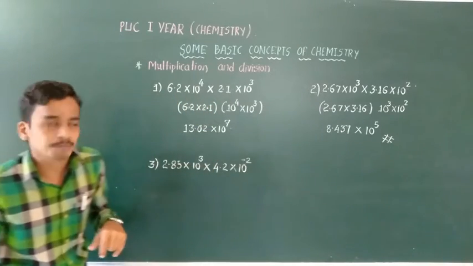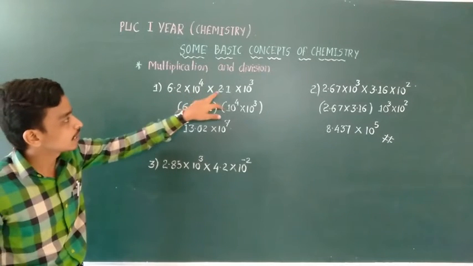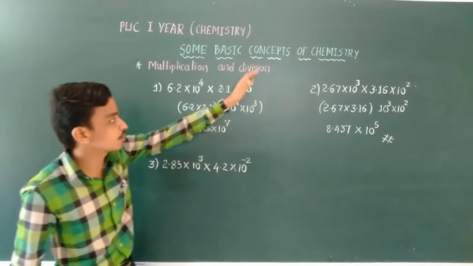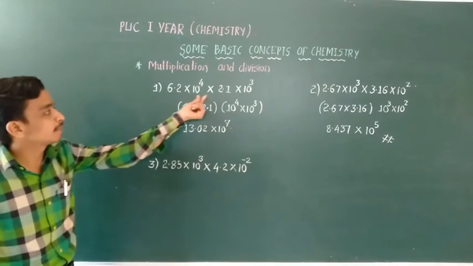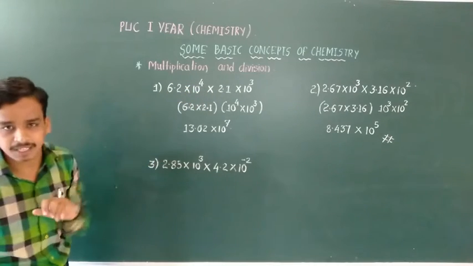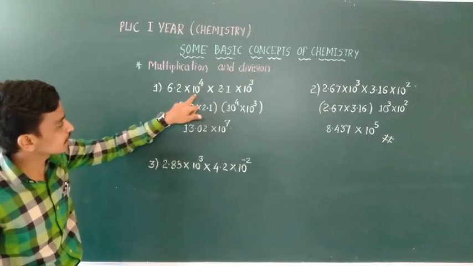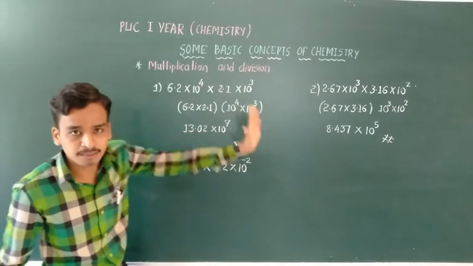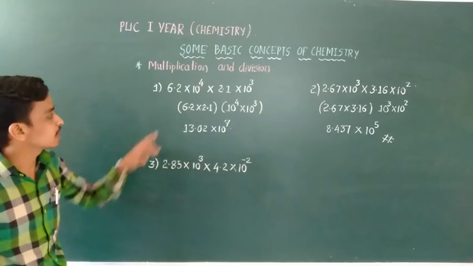Observe the first problem carefully: 6.2 into 10 raised to 4 into 2.1 into 10 raised to 3. Since the multiplication sign is there, the whole expression is based on multiplication, therefore number to number multiplication, and 10 raised to power to 10 raised to power multiplication. First you have to rearrange these terms.